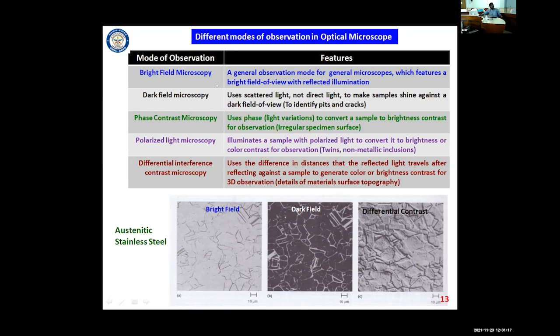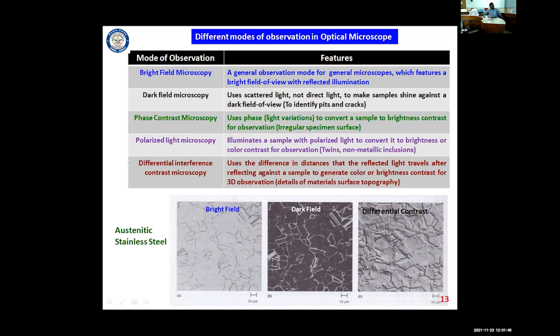So here you can see the bright field of view with the reflected illumination, and in the dark field, whatever you are seeing bright there looks dark. These kind of dark field microstructures are very good to identify the cracks and the pits present in the material. And also phase contrast microscopy: suppose you have an irregular specimen, there you can use the phase contrast.